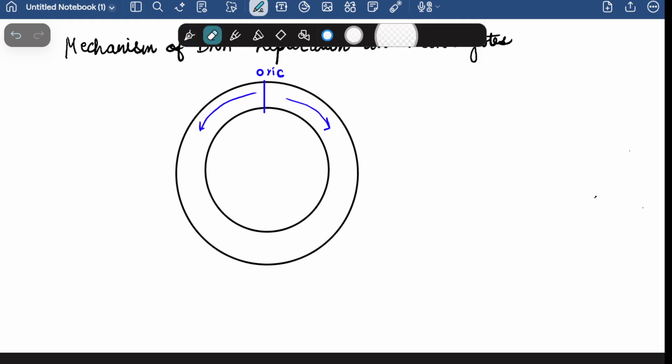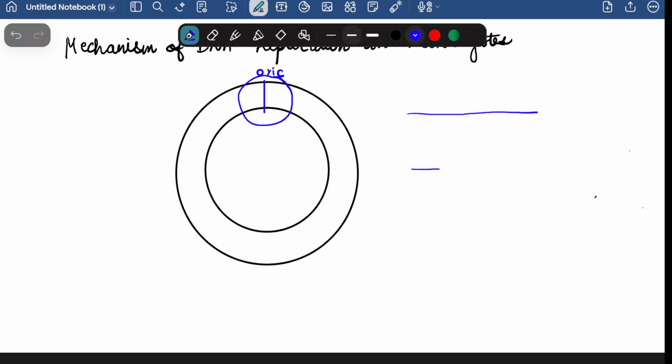So overall, if we want to show the directions of the replication and how these things happen, let's take a microscopic view of this part. So it is like this. In this strand, please remember that this is your 5' to 3' end, and this is your 3' to 5' end. And suppose here is your OriC, the origin of replication initiation complex.